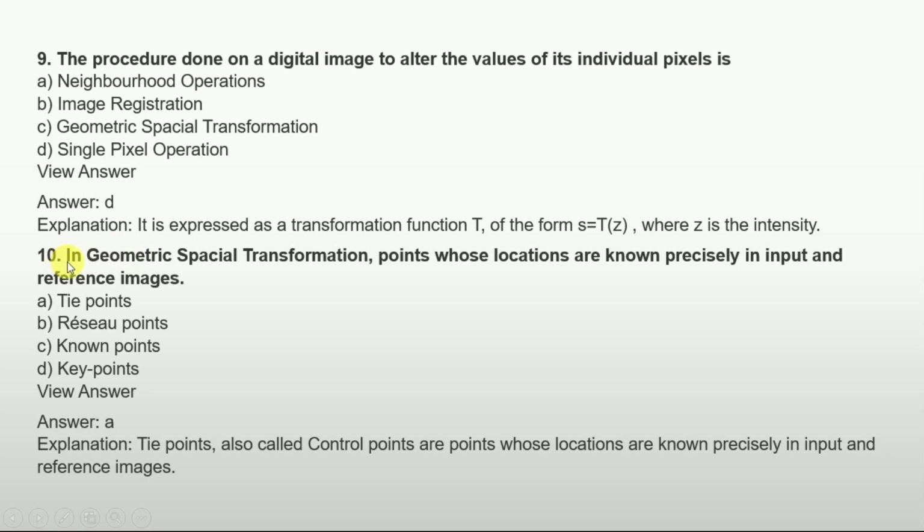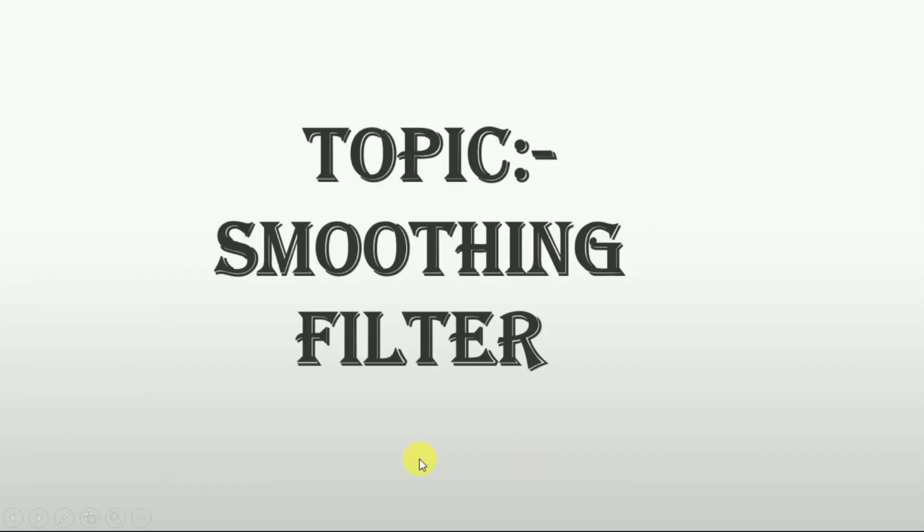And next question, in geometric spatial transformation, points whose locations are known precisely in the input and reference image are: option A tie points, option B ratio points, option C unknown points, option D key points. So the answer is option A, that is tie points. Tie points are also called control points. These are the points whose locations are known precisely in an input and reference image.